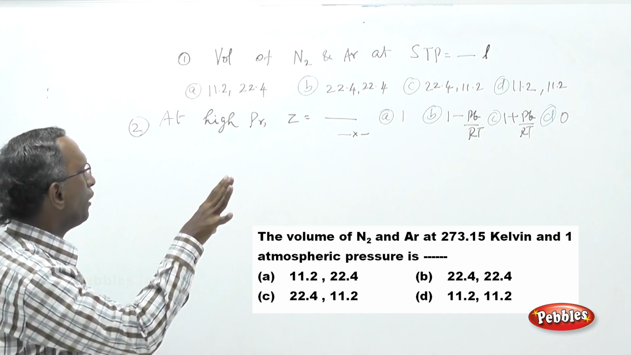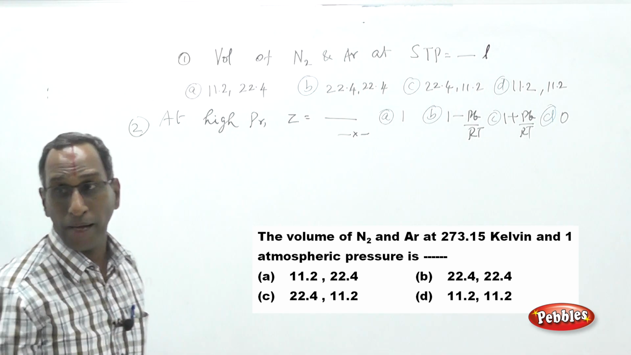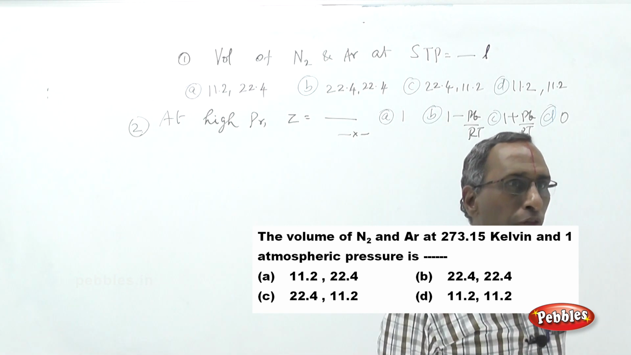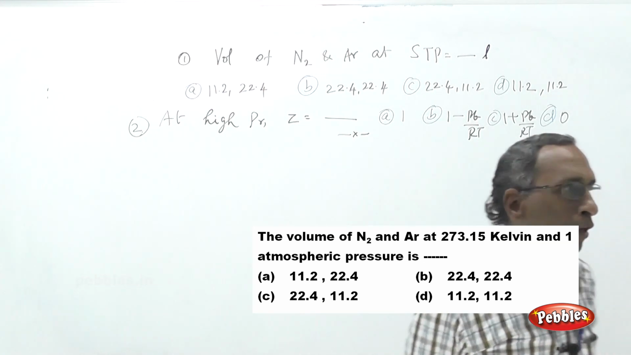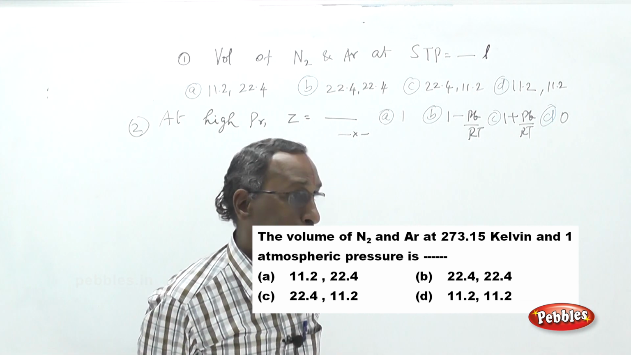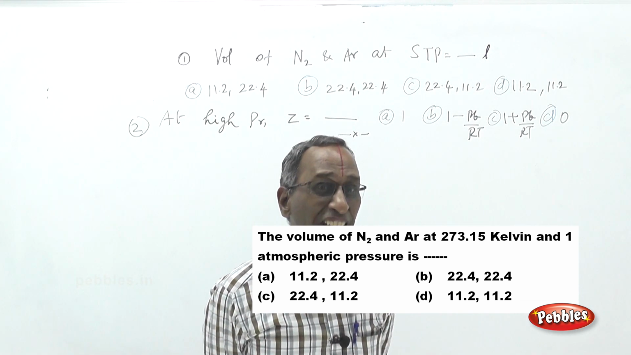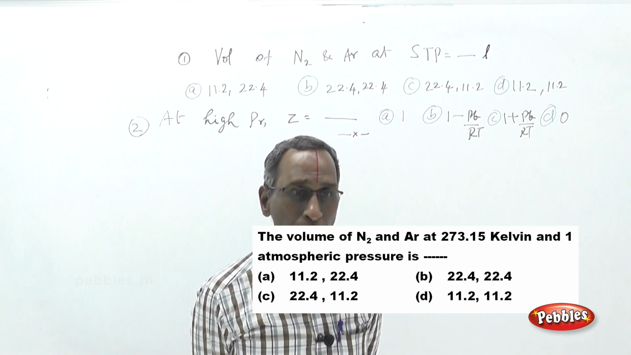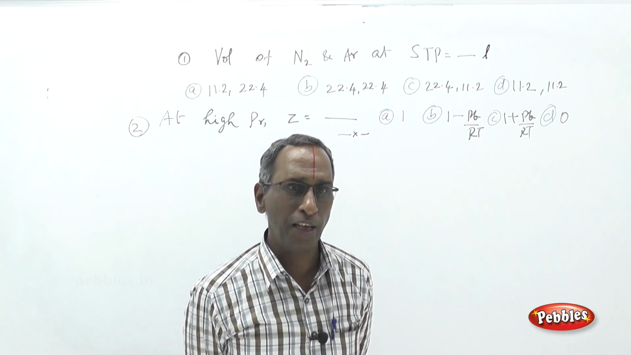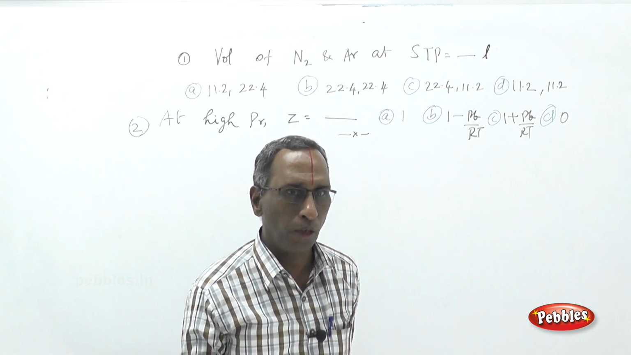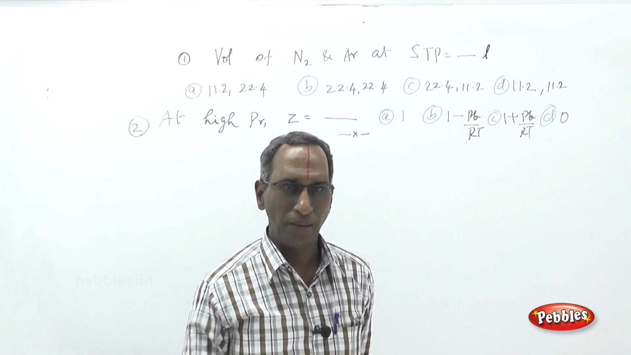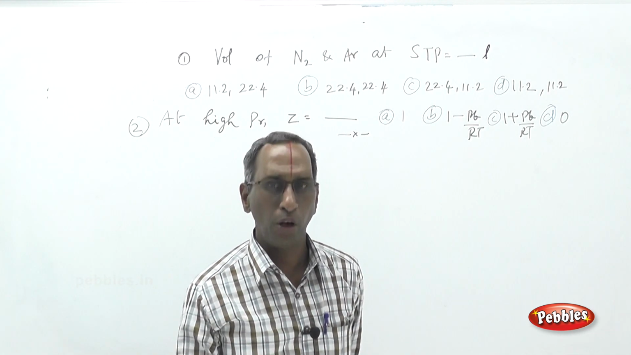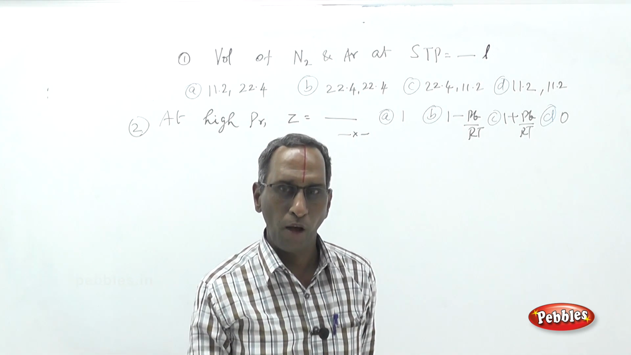It tries to confuse, but we have to bear in mind the molar volume concept: 1 mole of any gas at STP occupies 22.4 liters. N2 means 1 mole of nitrogen, Ar means 1 mole of argon. The atomic weight and molecular weight are the same for argon but different for nitrogen, but that is not the question. 1 mole means 1 mole.